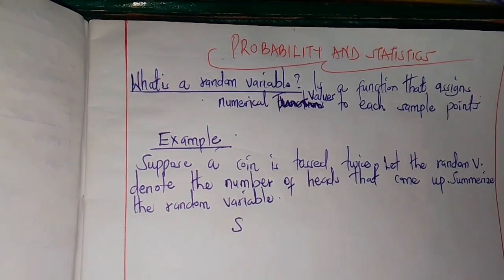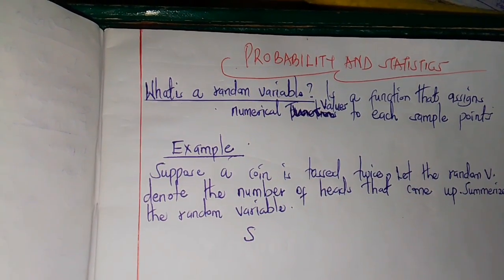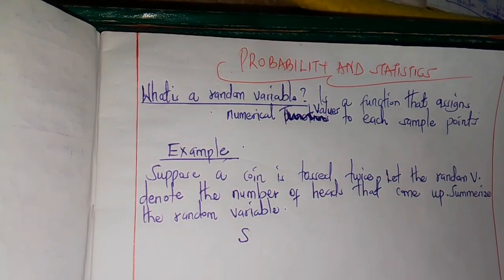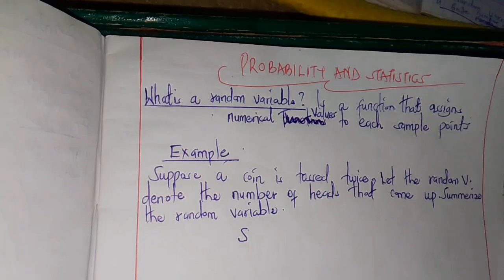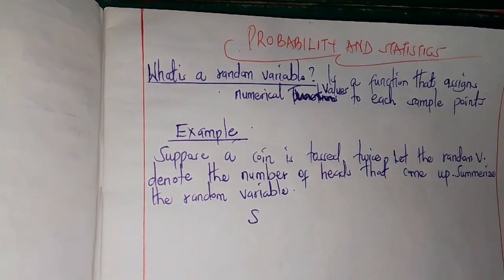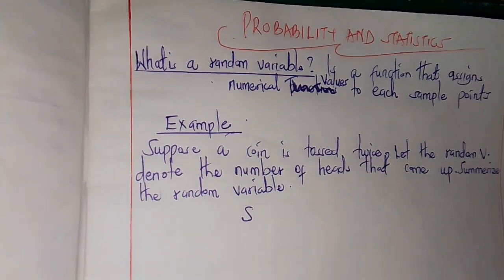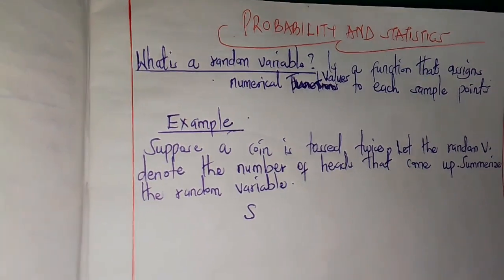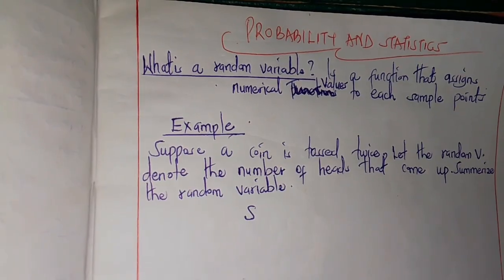And we say a random variable is a function that assigns numerical values to each sample point. Sample points we get from a sample space. A sample space is just, if I can say it faster, all possible outcomes of an experiment. So let's go back to what random variables are. We've said a random variable is a function that assigns numerical values to each sample point.